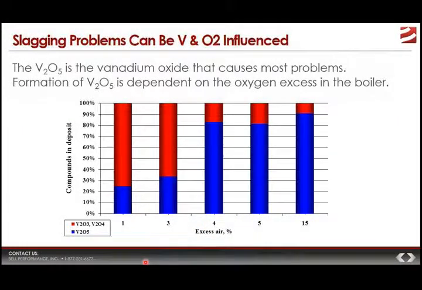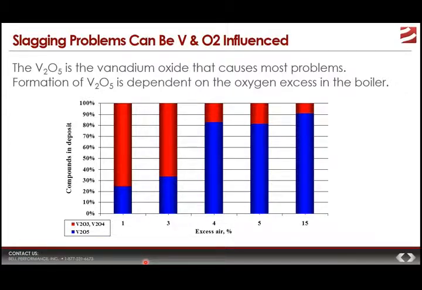First thing you see here, slagging problems can be V and O2 influenced. In other words, they can be influenced by both oxygen levels and vanadium content. Now, we mentioned fuel oil composition. All fuel oil, since it's refined from petroleum, contains a certain amount of vanadium metal. And the vanadium content in the fuel oil directly impacts slagging problems, because it will end up forming a vanadium oxide, shall we say, complex, some kind of vanadate.